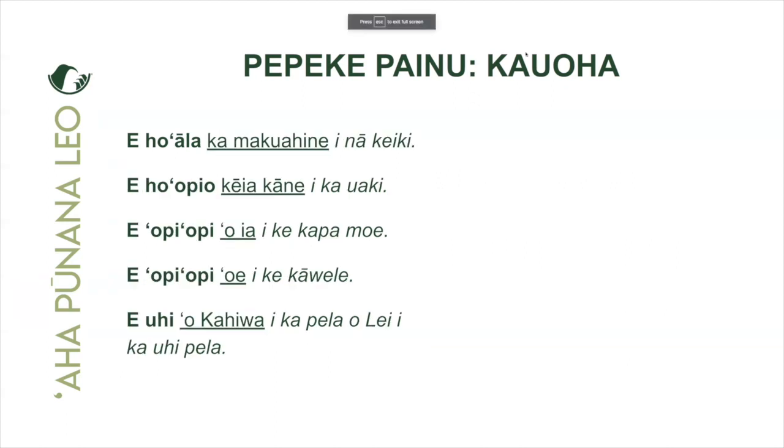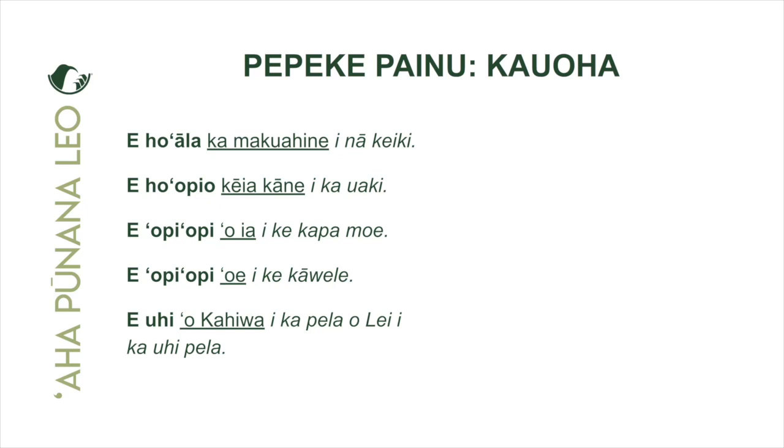This time, we're going to continue to review the Pepeke Painu kaoha with ka'imemea, with papani, and with an i'oa. So the various piko that we could possibly have would be a ka'imemea, for example, ka makuahine, keia kane, or a papani, which, for example, oya and oi. And finally, an example of an i'oa as the piko of the sentence, which is in this case, o kahiva. Try to formulate in your mind the translation by looking at the different parts of this pepeke. E ho'ala ka makuahine ina keiki.